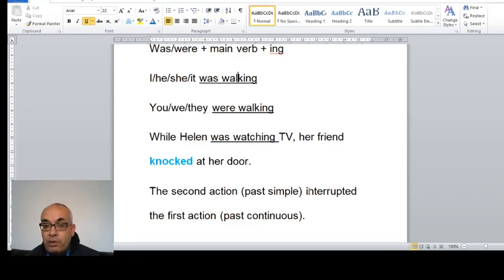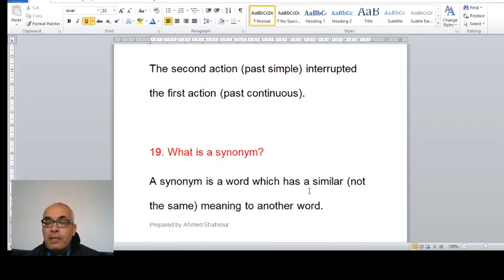What is a synonym? A synonym is a word which has a similar meaning to another word. Not the same. If you say the same, it means 100%. And in English, we don't have any words which have 100% the same meaning. So a synonym is a word which has a similar meaning to another word.